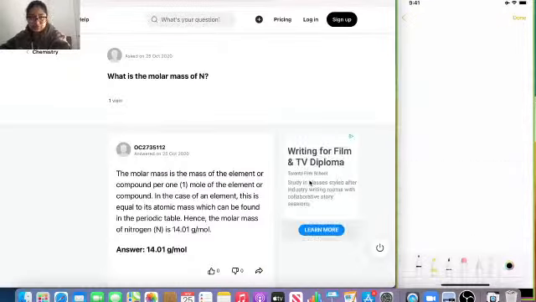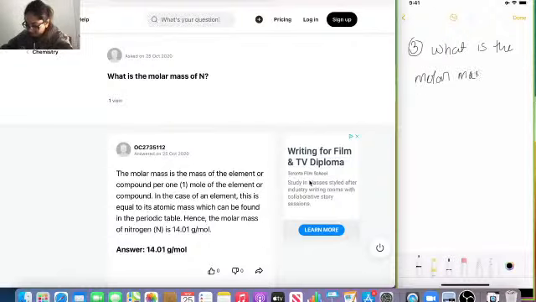Okay, so our third question says, what is the molar mass of nitrogen? So what is the molar mass of N? N is nitrogen.